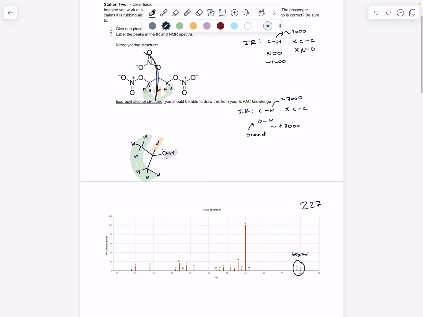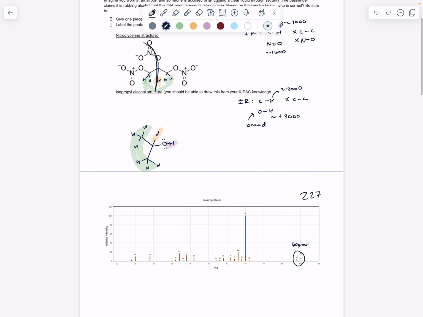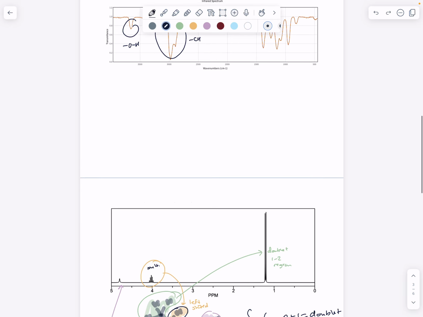So, yeah, this is a good example of using your problem-solving skills, using evidence to support your claim, which is what we need to do as scientists.